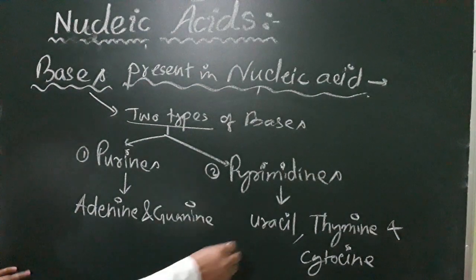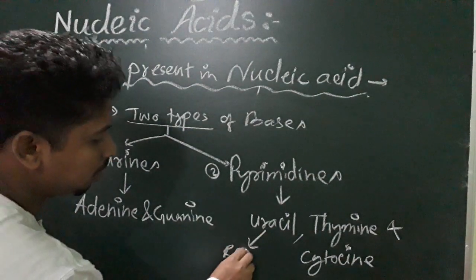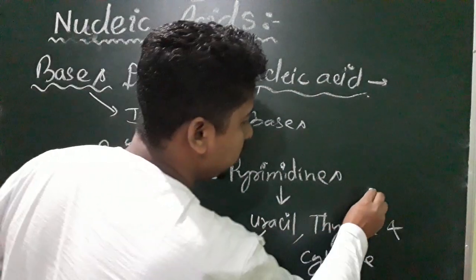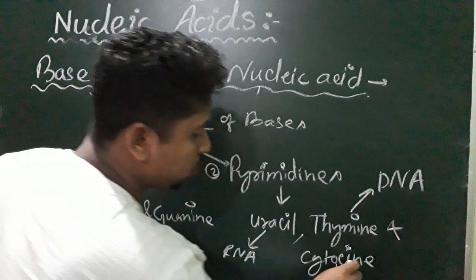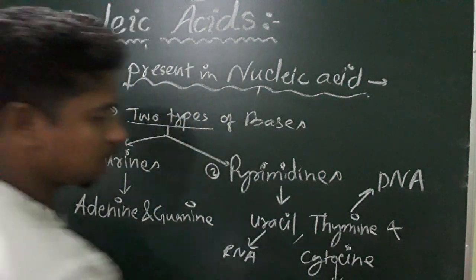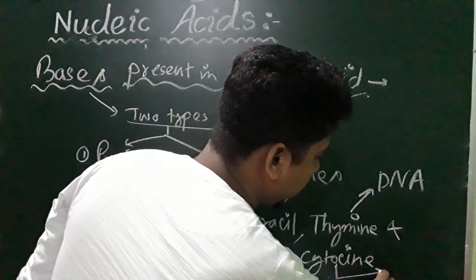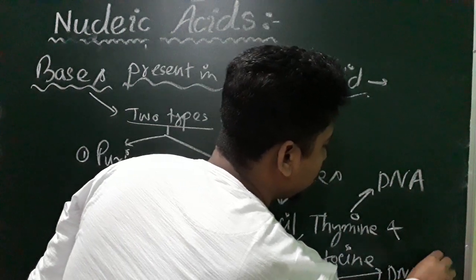This uracil is present in RNA, this thymine is present in DNA, and this cytosine occurs both in DNA and RNA.